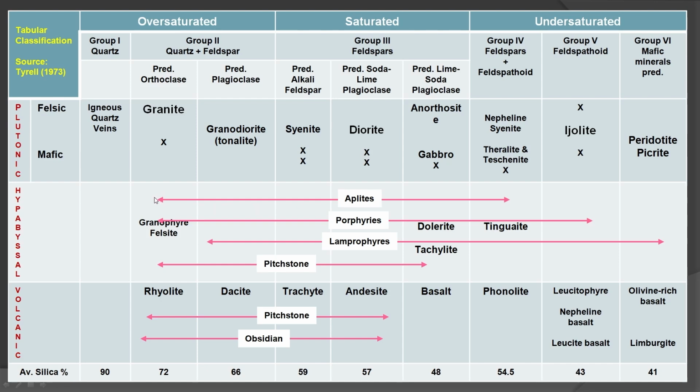You can see that the aplites can have a composition from group 2 till group 4. And likewise, for the volcanic equivalents, we have rhyolite, dacite, trachyte, and andesite. For various groups, we have silica saturated andesite. And if we have volcanic glasses, they will have a composition ranging from group 2 to group 3, and we will have pitchstone or obsidian.